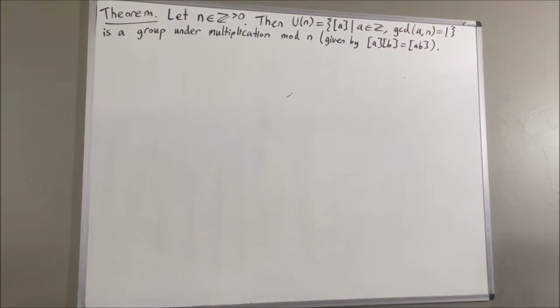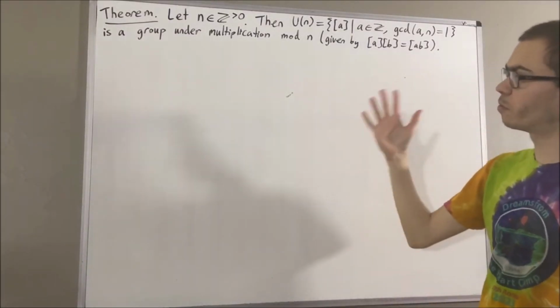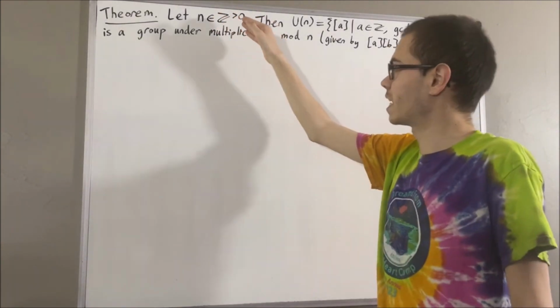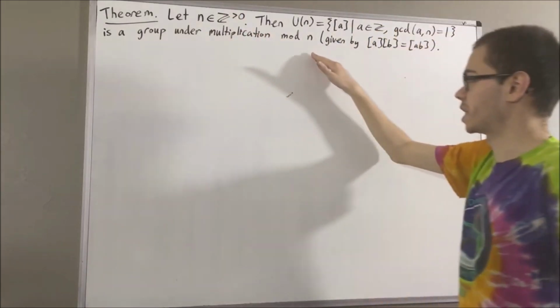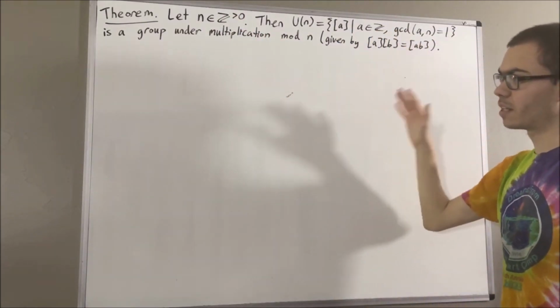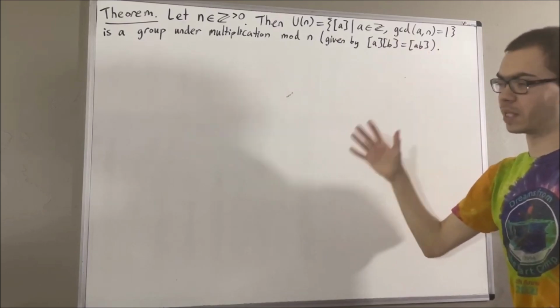Hello! In this video, we are going to prove the following theorem. Let n be a positive integer. Then U(n) is a group under multiplication modulo n. Now, let's first remind ourselves of some things.